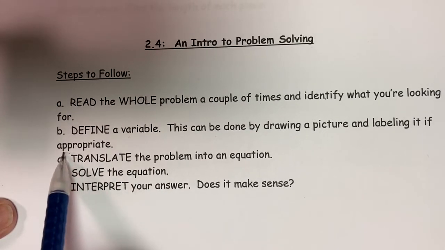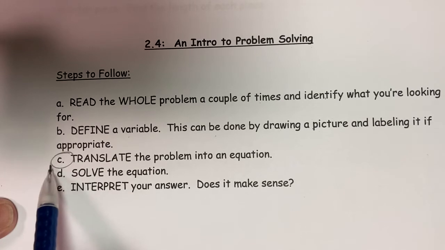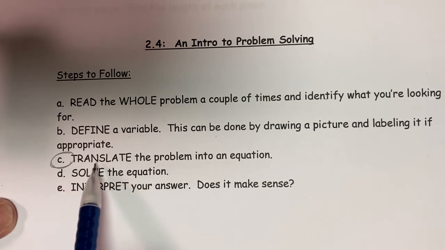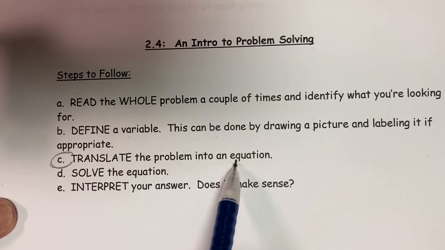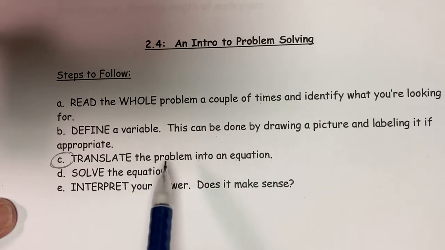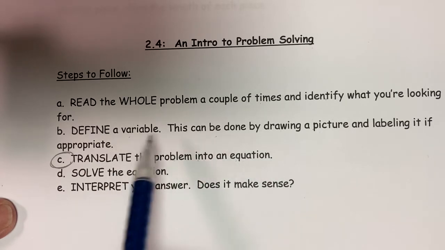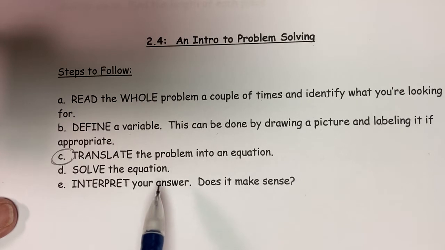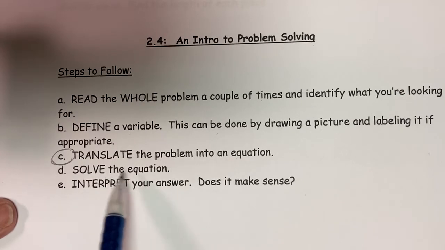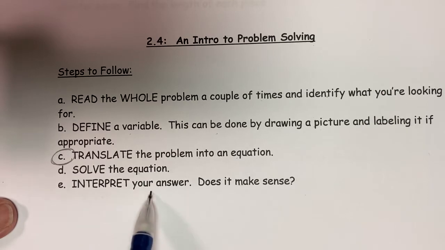The next thing you have to do, and this is usually the hardest step, is you have to translate the problem into your equation. So you have to come up with your equation. Take your variables the way that you've defined them and try to come up with an equation. That's the hard part. Once you have your equation, it's easy. Then you solve it. And then you interpret your answer.